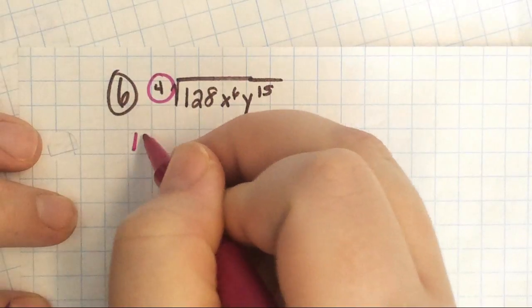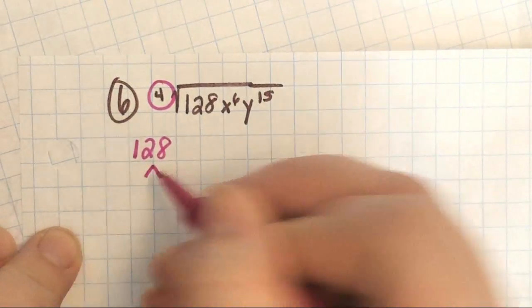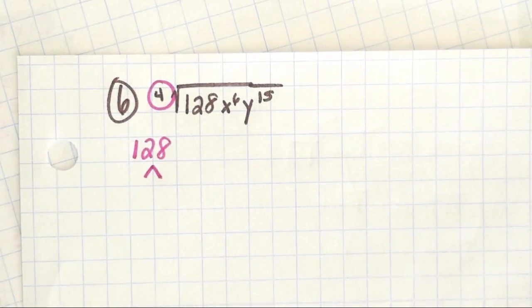I'm trying to figure out something to the 4th power. Is anything to the 4th power 128? And I already know the answer to that is no. So I need 2 things that multiply to 128. Hopefully one of them raised to the 4th is a number of some sort.